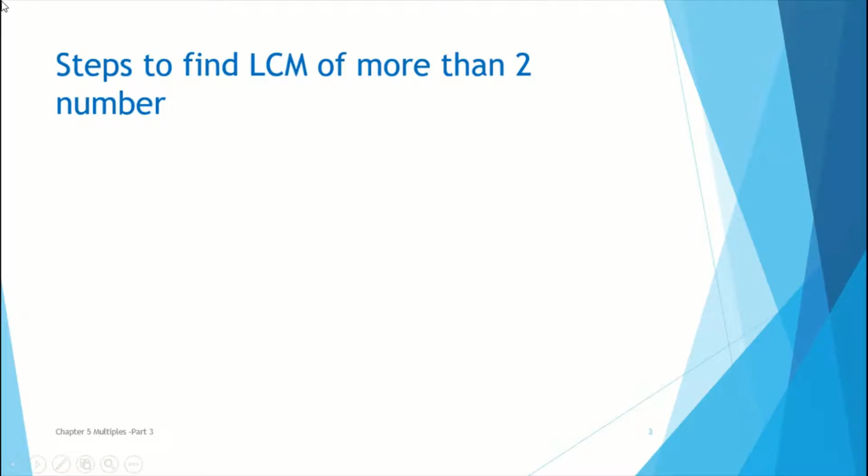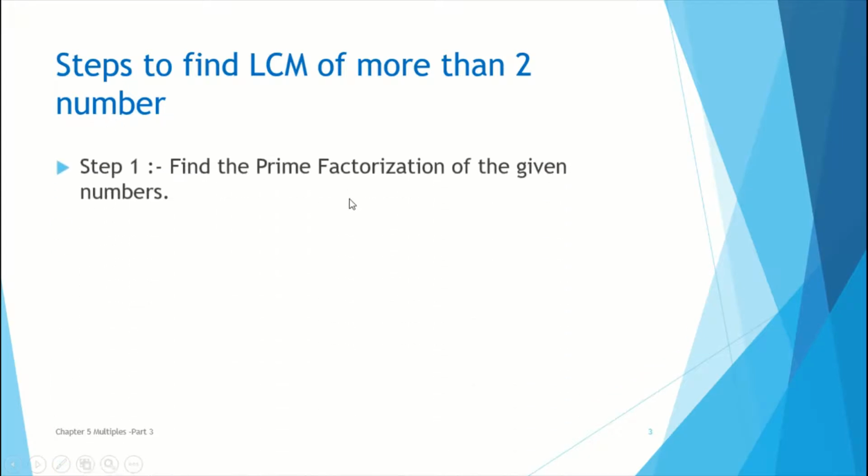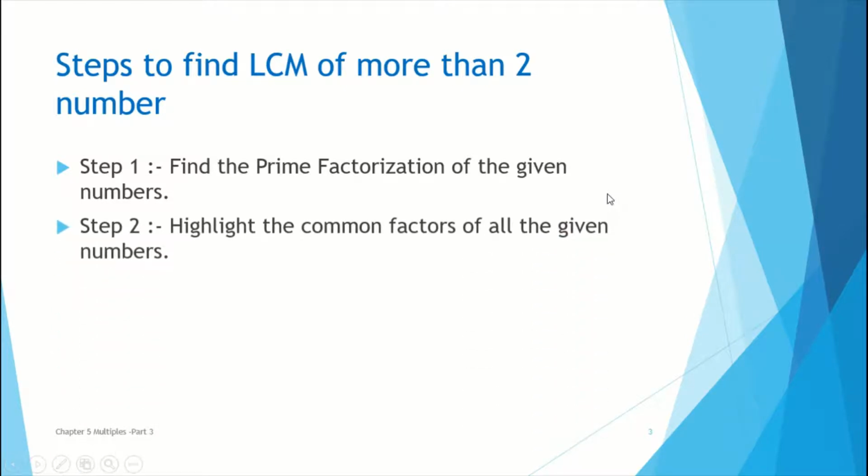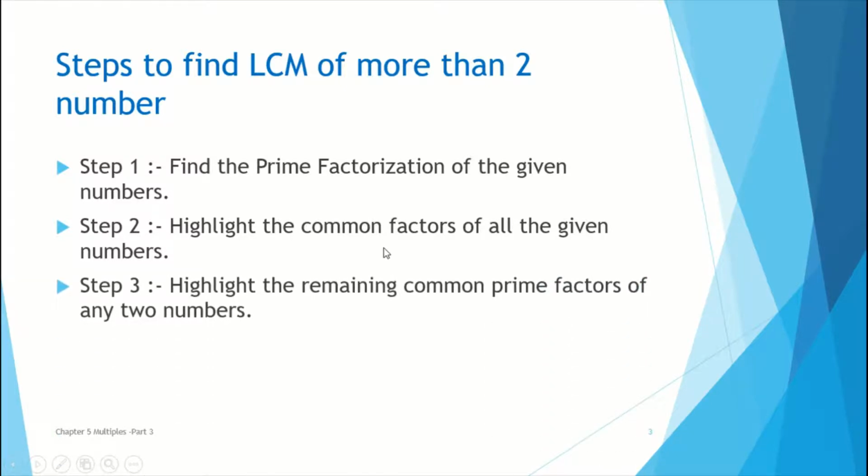So scholars, now we will learn how to find the LCM of more than two numbers. First of all we will see all the steps. The first step is to find all the prime factors of the given numbers. Then in the second step you will highlight the common factors of all the given numbers. In the third step you will highlight the remaining common factors of any two numbers. You will understand this with the help of examples.